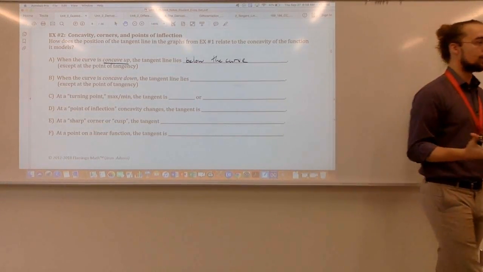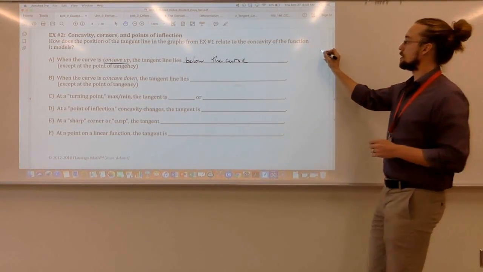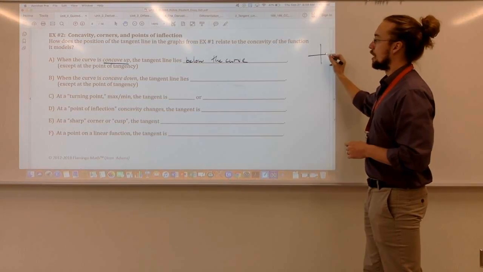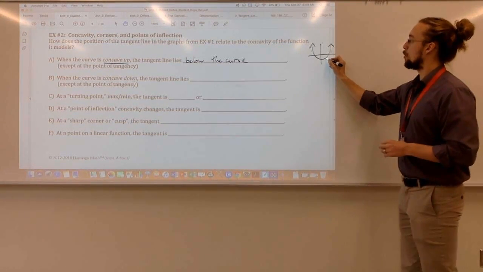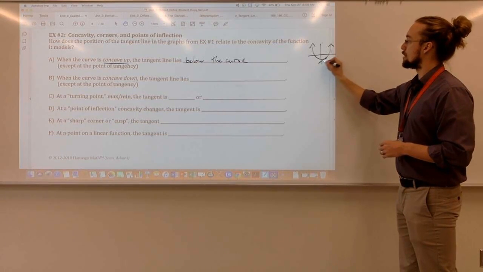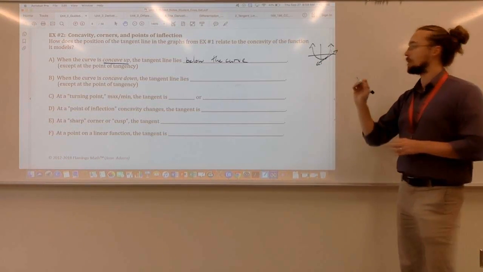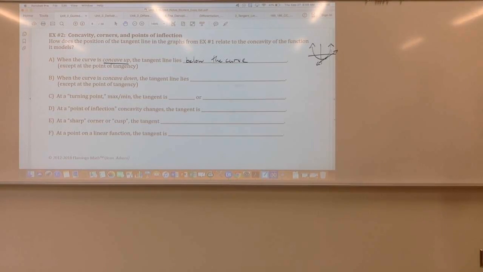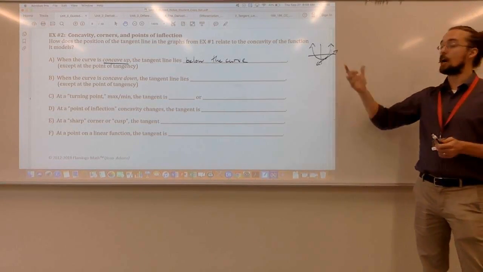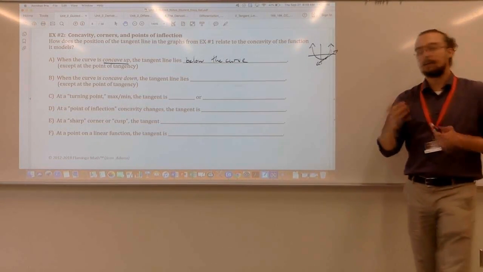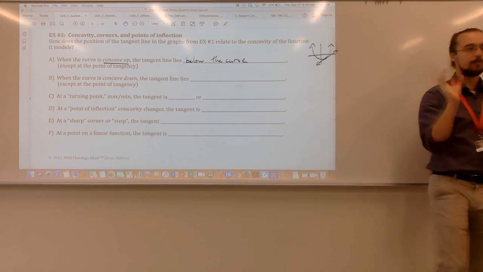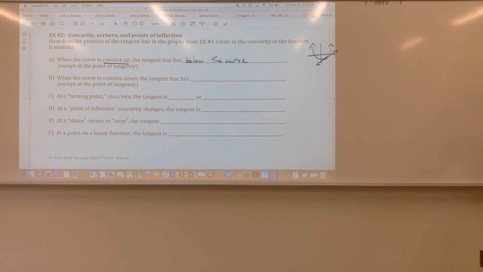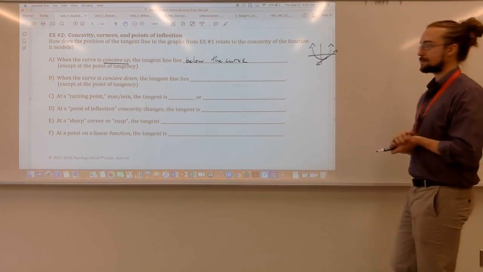So what that looks like graphically: if I've got, let's just say, a parabola, and I choose a point and I want to draw the tangent line, the tangent line lies below the curve. The curve is concave up at that point. You can see visually, concave up just means that piece of the curve is facing up.